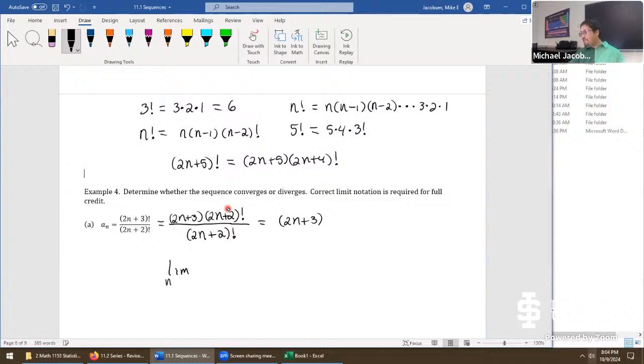We can take the limit of that. The limit as n gets larger and larger of a_n is now the limit as n goes to infinity of 2n plus 3. But if you take the limit as n goes to infinity here, well, we're just going to infinity as well. So this whole thing diverges.